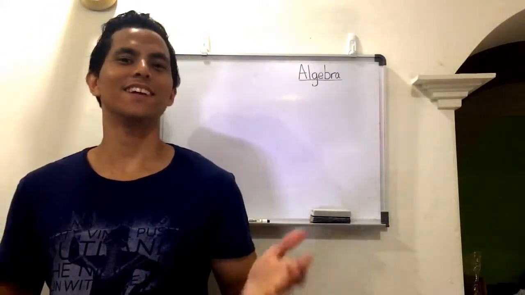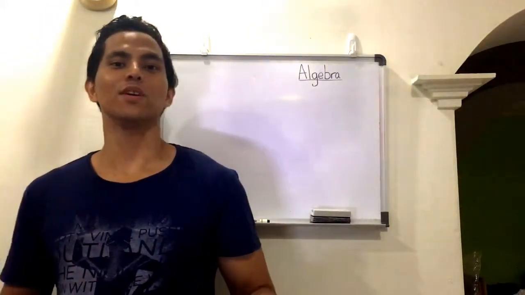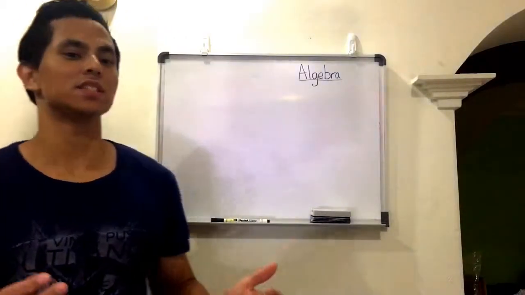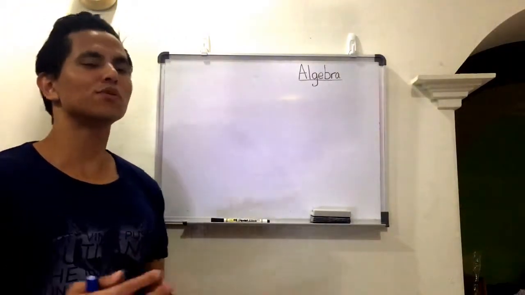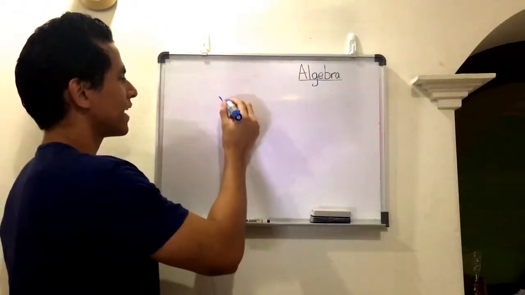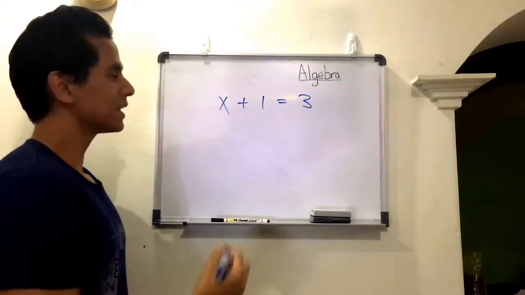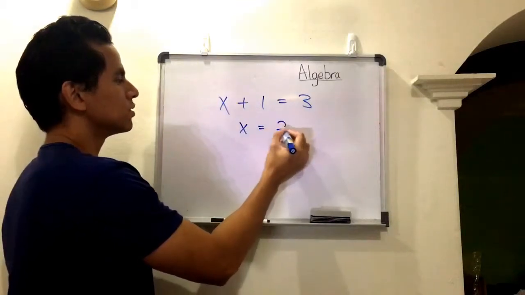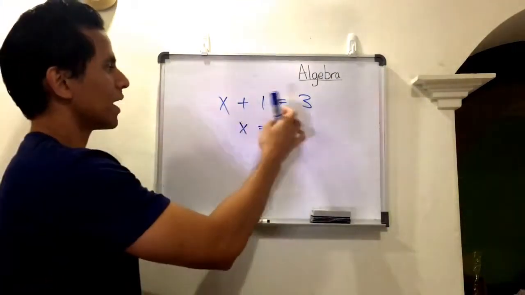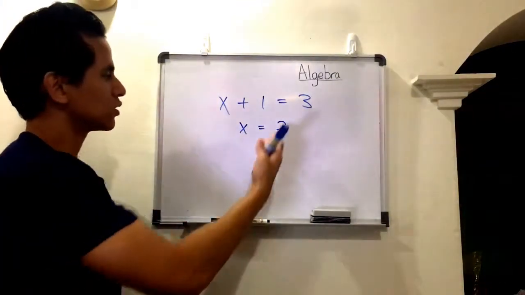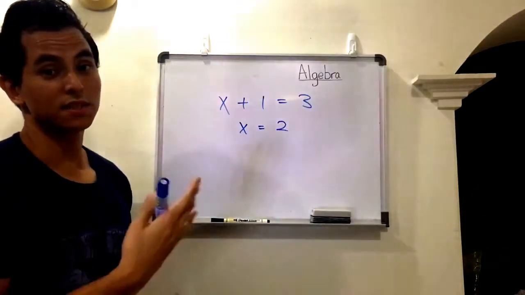Hi everyone, it's Darren again, and today I'm going to teach you how to solve quadratic equations. Now a lot of you will know that if I give you the question x plus 1 equals 3, you would be able to tell me that x equals 2, because you'll bring the 1 over to the right hand side. So 3 minus 1 gives us 2, so it's as simple as that.